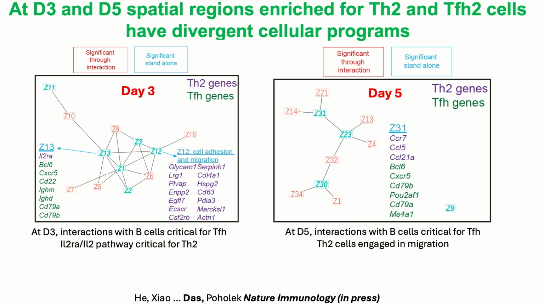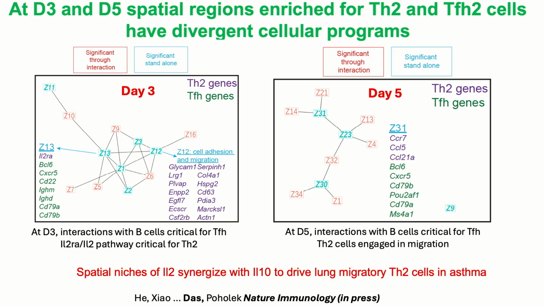At day 5, the TFH B cell signature still stays the same, but the Th2 cells are now engaged in migration to the lung. And with murine models, it was actually validated that spatial niches of IL-2 synergize with IL-10 to drive lung migratory Th2 cells in asthma. So again, this is the kind of mechanism that we are inferring.